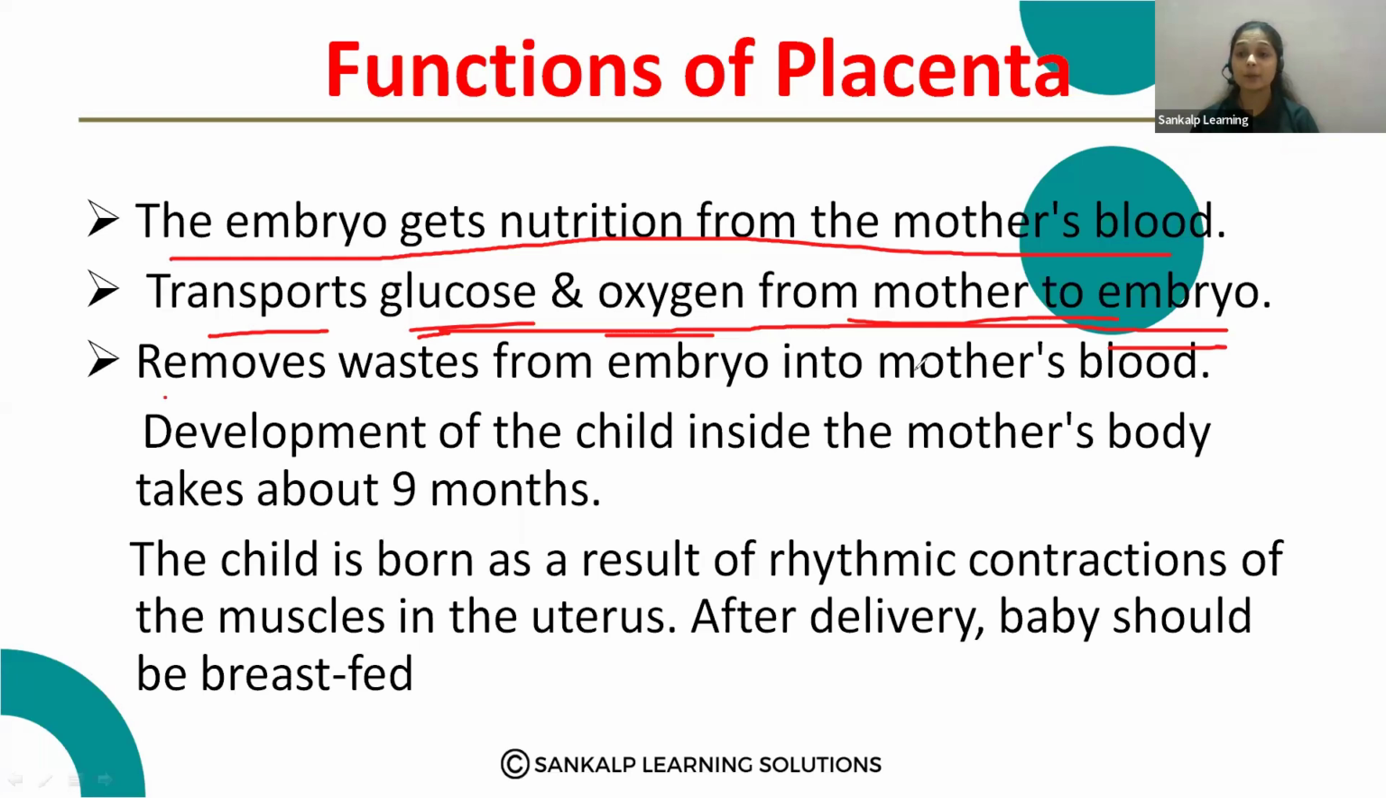So like this, the development of the fetus takes place inside the mother's body, and the development is up to 9 months in humans, almost 9 months. And after the 9 months, the child is born as a result of the rhythmic contraction of the muscles. There is a contraction of the uterus muscles, the expulsion of the baby takes place, and the baby is released from the uterus.